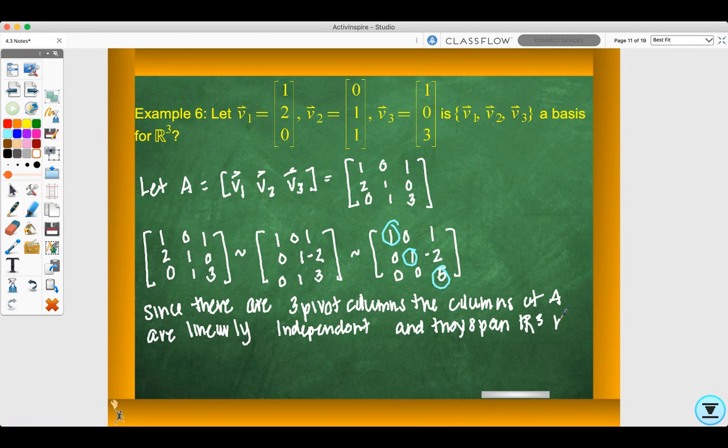By the Invertible Matrix Theorem. Therefore, V1, V2, and V3 is a basis for R3.